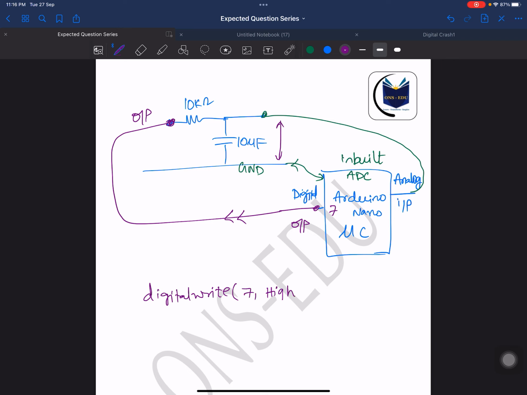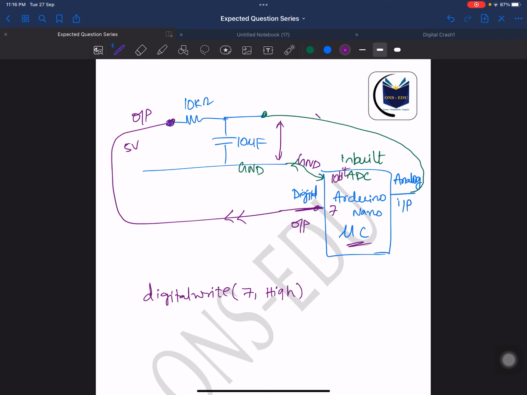So when I simply say 7 comma high, what is going to happen? 5 volts will get applied here. This is a simple connection to Arduino. बिल्कुल tough नहीं है, बहुत आसान है. I am taking a simple Arduino Nano microcontroller with a 10-bit inbuilt ADC. I am taking the output pin of Arduino, a digital pin used as output, connecting here. Common ground should be there, वरना काम नहीं करेगा.